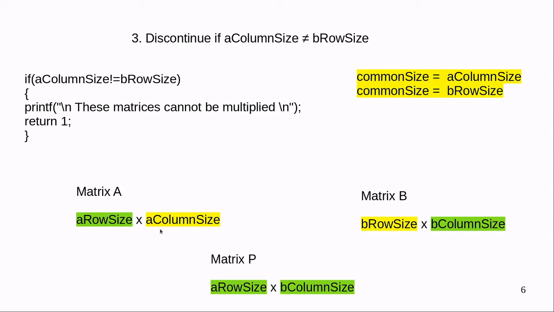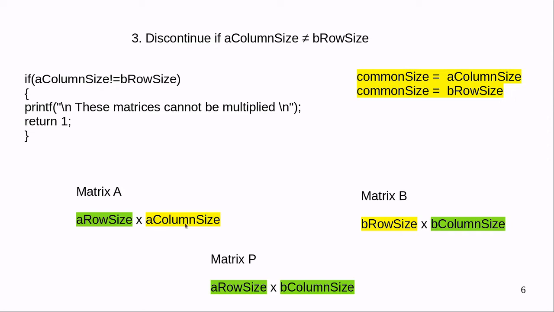Otherwise, if we are going to multiply, what will be the size of the matrix that we are going to have? Here you can see that the yellow ones are common. We'll take the other ones, A row size and B column size. The number of rows that the final product matrix will have is A row size, from matrix A, and the number of columns will depend on matrix B, that is B column size.